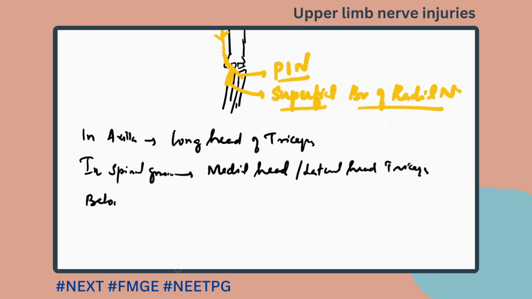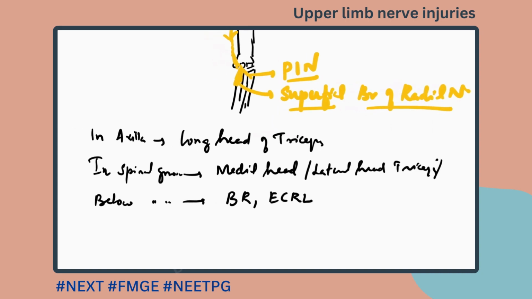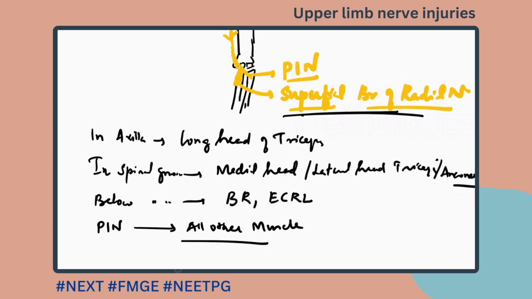Below the spiral groove, it supplies brachioradialis and extensor carpi radialis longus. In the spiral groove, it also supplies one more muscle, that is anconeus. Now, after dividing into two branches, the posterior interosseous nerve supplies all the other muscles of the forearm. All other muscles are supplied by the posterior interosseous nerve. The superficial branch of radial nerve has no motor supply, only sensory supply. This is only sensory, no motor in this. Okay.